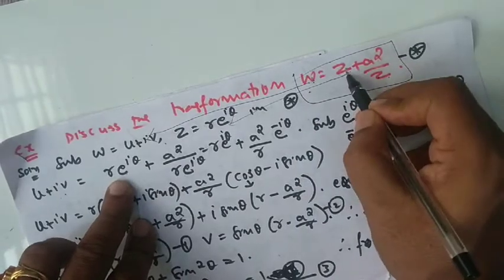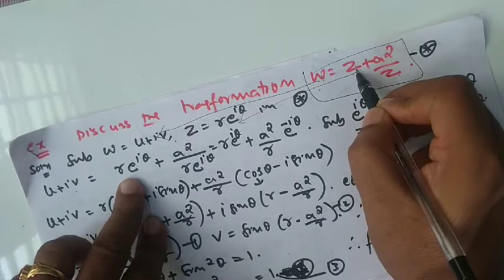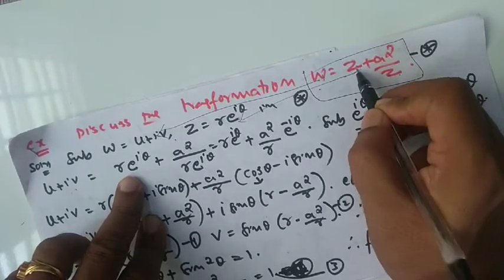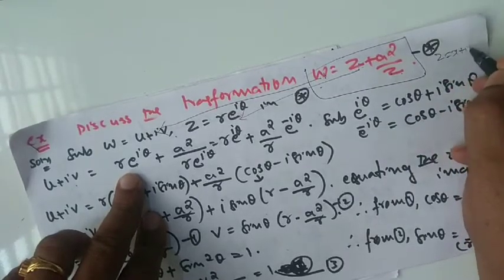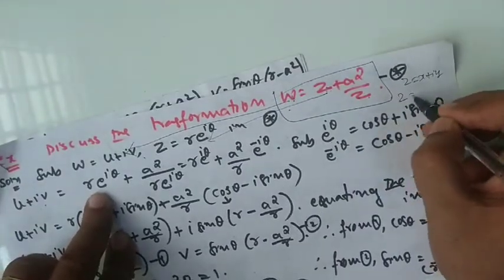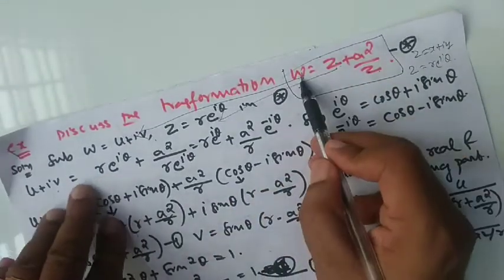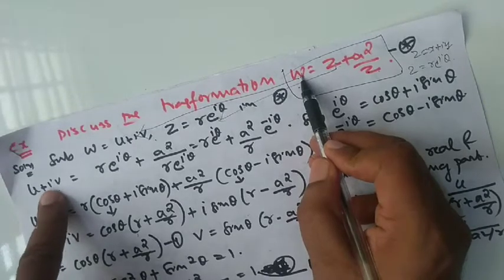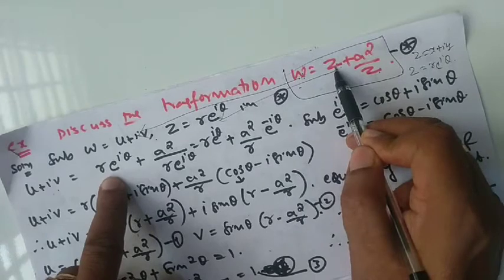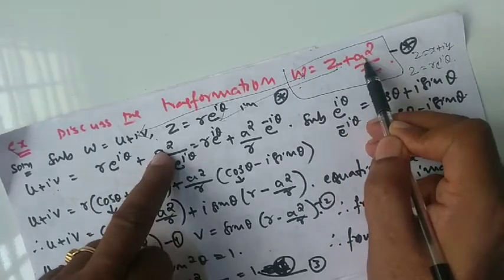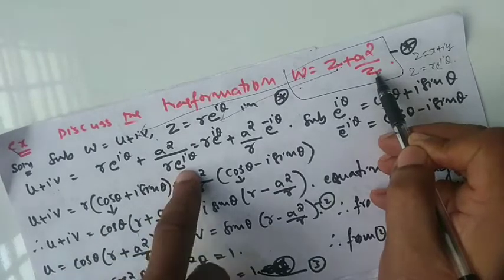Because any complex number Z can be represented in two forms. One is X plus IY. Another one is R into e to the power I theta. Remember, any complex number Z can be represented as X plus IY, or as Z is equal to R into e to the power I theta. So therefore wherever W is there, I am substituting U plus IV. Wherever Z is there, R e to the power I theta, plus A squared as it is, divided by Z, for this Z, R e to the power I theta.